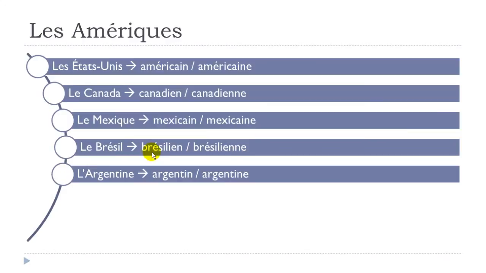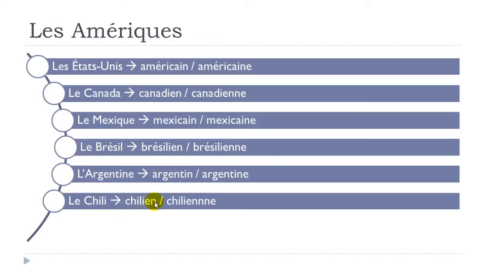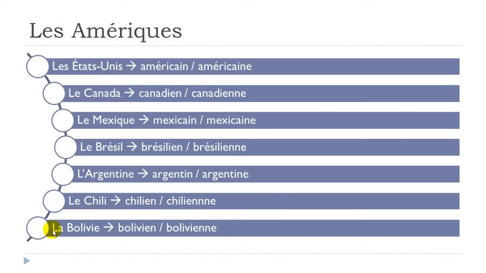Okay. And then l'Argentine, argentin, I-N gives you this sound, argentin, okay, and then argentine. If you look carefully, basically the feminine form is the same as the name of the country, okay. Le Chili, chilien, chilienne, okay, and then la Bolivie, bolivien, same, and then feminine form, bolivienne.